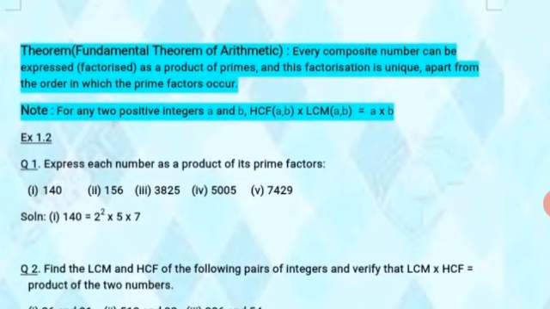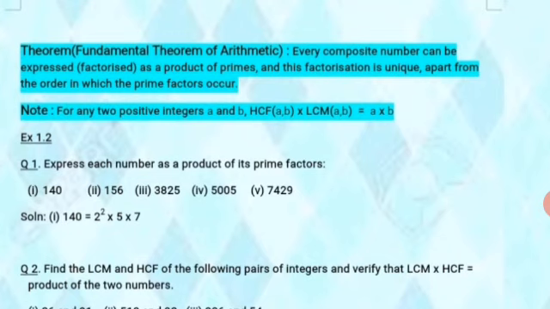Let me read out the statement initially, then I'll be explaining it in parts. Every composite number can be expressed or factorized as a product of primes, and this factorization is unique, apart from the order in which the prime factors occur.